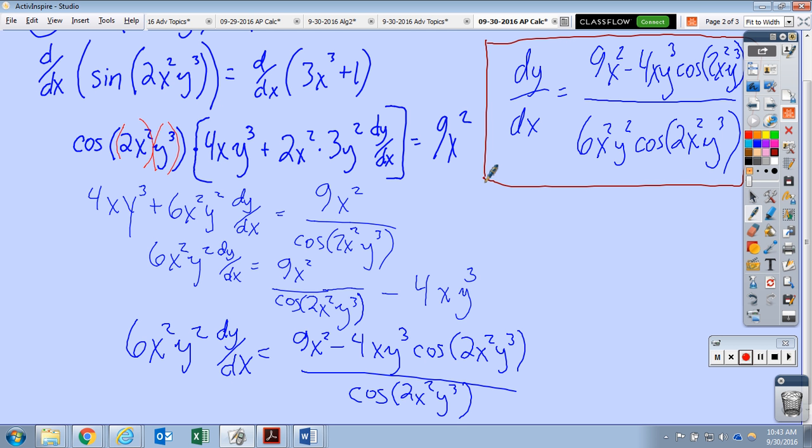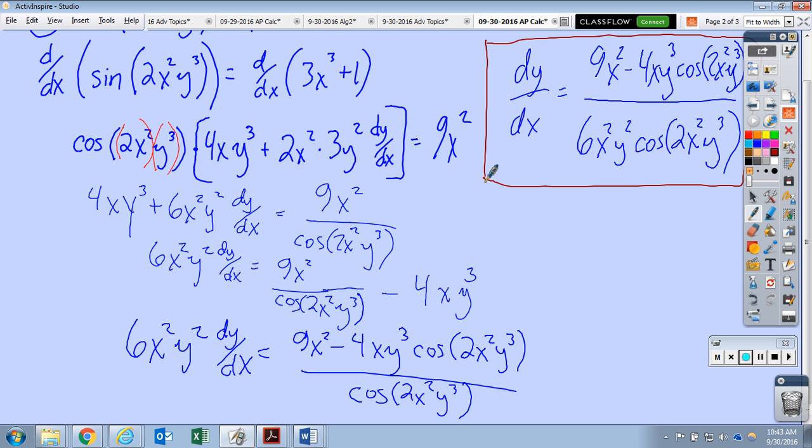Yeah. So again, just to emphasize, this would give you the slope of any tangent line for any point x, y that is part of the domain and range of this function.